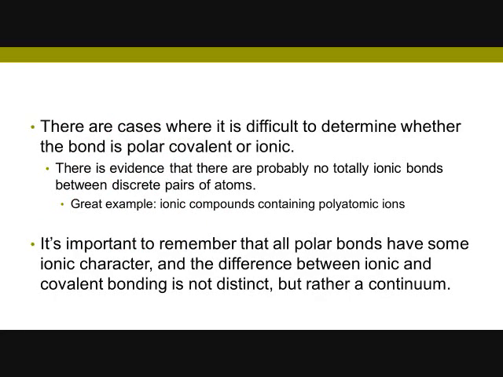There are cases where it's difficult to determine whether the bond is polar covalent or ionic. Hence that range in the table on the front page of your notes where it could be polar covalent or it could be ionic. So there is evidence that there are probably no totally ionic bonds between discrete pairs of atoms, experimentally. Do you need to know this for sure? No on the AP exam, but that's more high level chemistry.